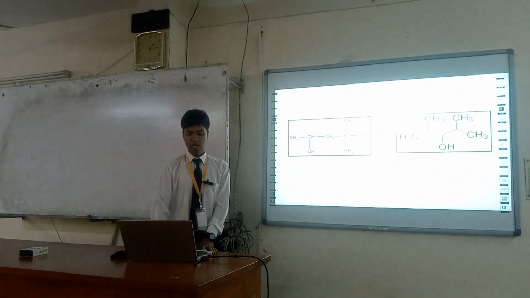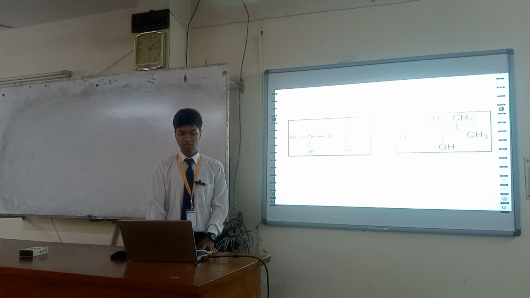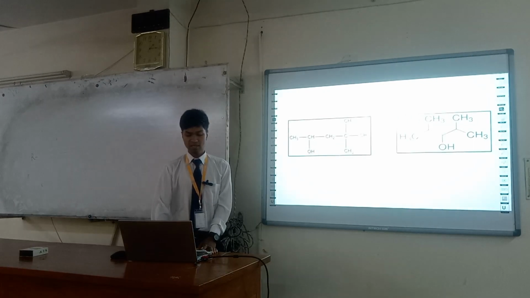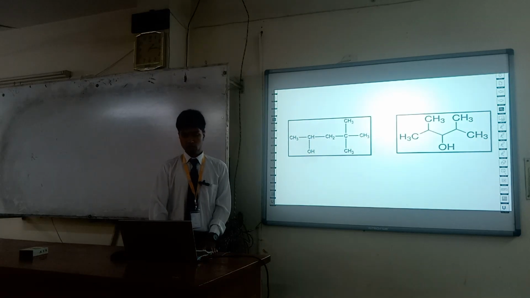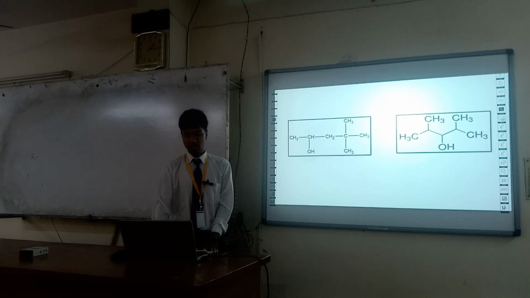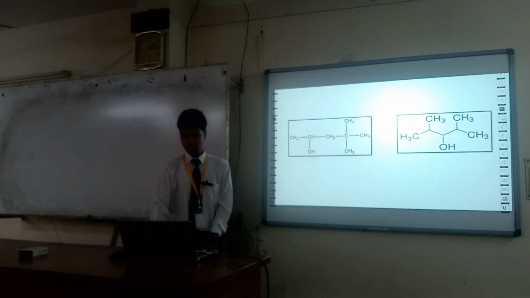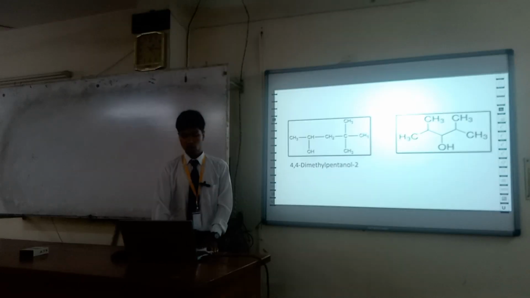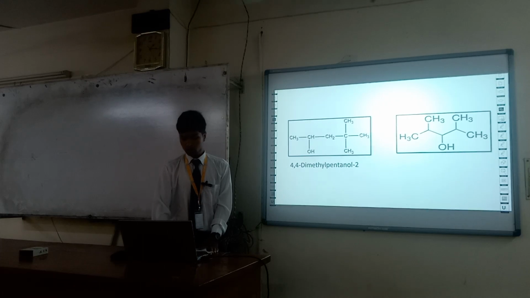Here we can see the first example. This is a complex compound. There we first consider the longest chain of the compound. Second, we count the carbon atoms in the longest chain. Here we see the fourth carbon has two methyl groups and the second carbon has one hydroxyl group. So the name of the first compound is 4,4-dimethyl pentanol 2 or 4,4-dimethylpent-2-ol.